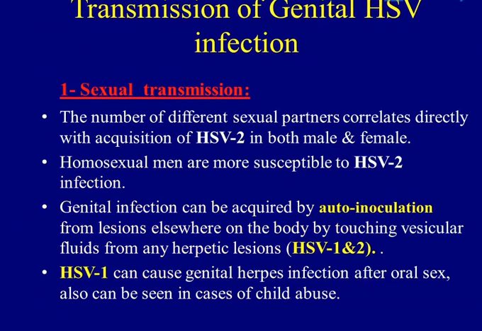Transmission of genital HSV infection. 1. Sexual transmission. The number of different sexual partners correlates directly with acquisition of HSV2 in both males and females. Homosexual men are more susceptible to HSV2 infection. Genital infection can be acquired by auto-inoculation from lesions elsewhere on the body by touching vesicular fluids from herpetic lesions, HSV1 and 2. HSV1 can cause genital herpes infection after oral sex, and can also be seen in cases of child abuse.